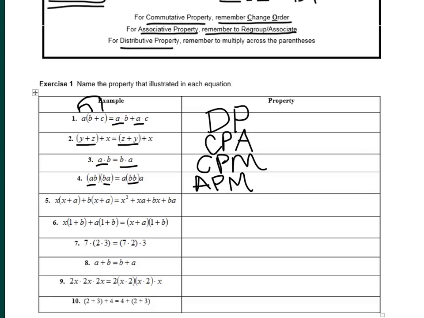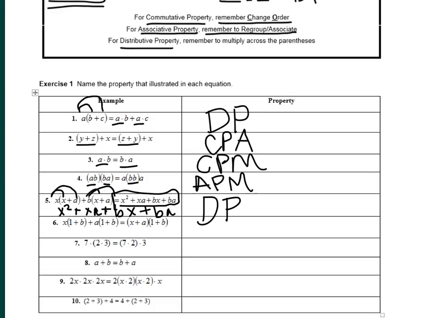Now this next one may look confusing, but what you want to do is distribute on the left side and see if you end up with what's on the right side here. So if we do x times x, we get x squared. If we do x times a, we get plus xa. Then we do plus b times x is bx. And b times a is ba. And guess what? That's exactly what you see on the right side. So sure enough, you use the distributive property for that one too.